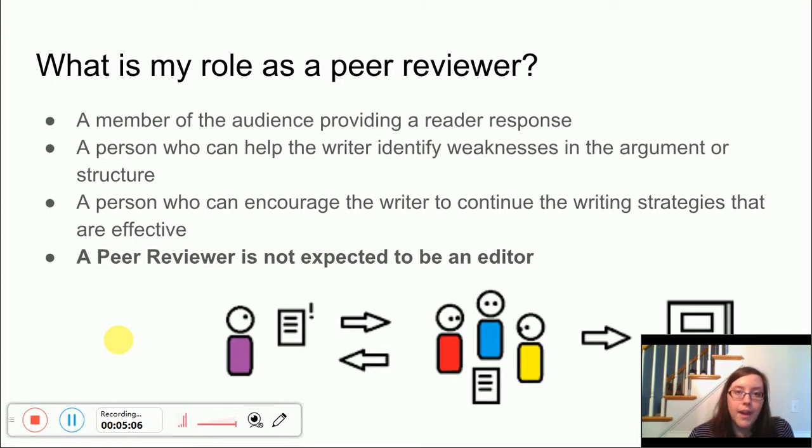Every thought that you have, you can write that down. If you're starting to realize, oh, this person has a lot of fragment sentences, then you can write that down. But you don't need to correct them. And also, your goal is to point out strengths and weaknesses, really.